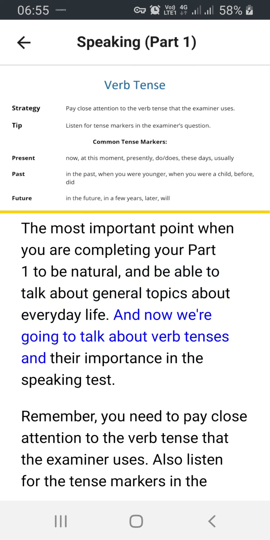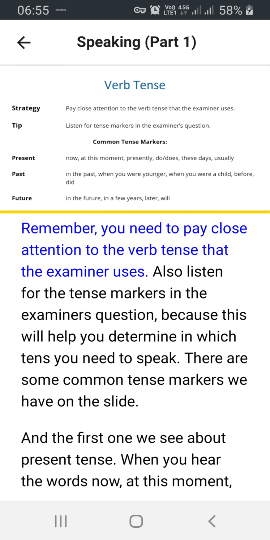Now we are going to talk about verb tenses and their importance in the speaking test. Remember, you need to pay close attention to the verb tense that the examiner uses. Also listen for the tense markers in the examiner's question, because this will help you determine in which tense you need to speak. There are some common tense markers we have on the slide.